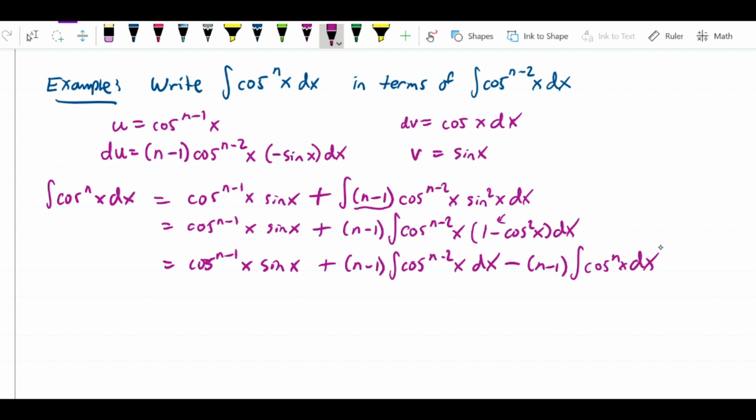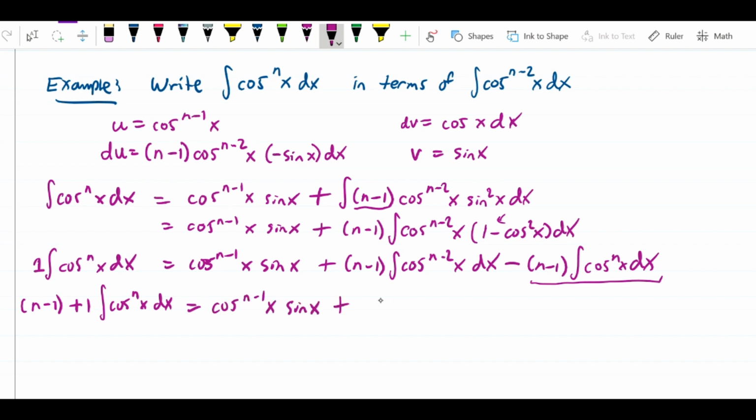Now, conveniently, look what I have here. I have the integral of cosine n x dx on the left side, and I have n minus 1 copies of the same integral on the right. So I'm going to add n minus 1 of that integral to both sides of the equation. That will cause it to disappear on the right, and on the left I'm going to get n minus 1 plus 1, because this was just equal to 1 times the integral of cosine to the n x. So this is going to be cosine n x dx equals cosine n minus 1 x sine x plus n minus 1 times the integral of cosine n minus 2 x dx. And on the left, I'm going to combine these terms so that now what I have is n times the integral of cosine to the n x dx.